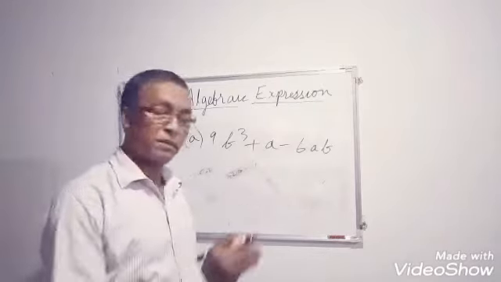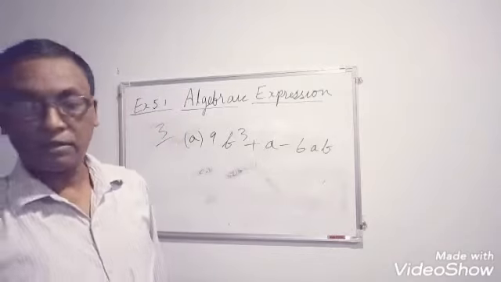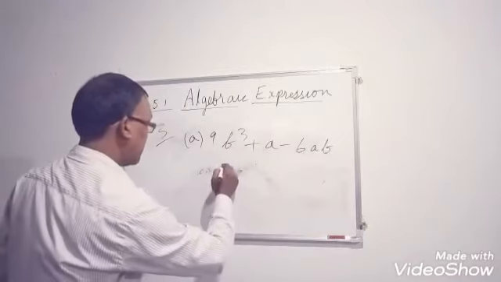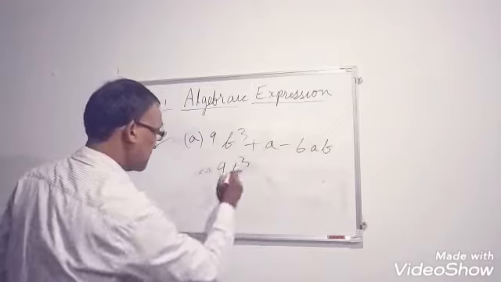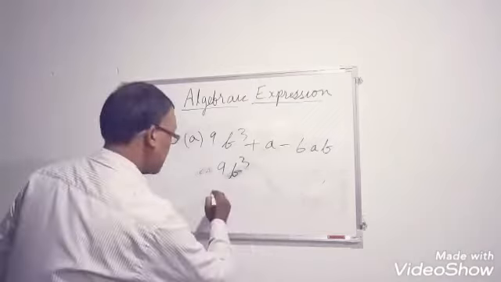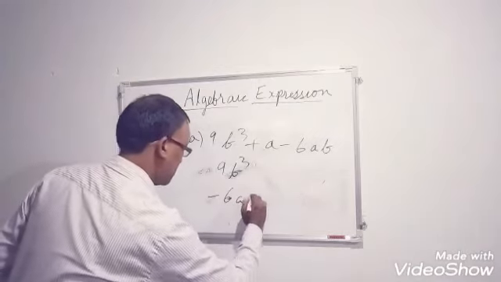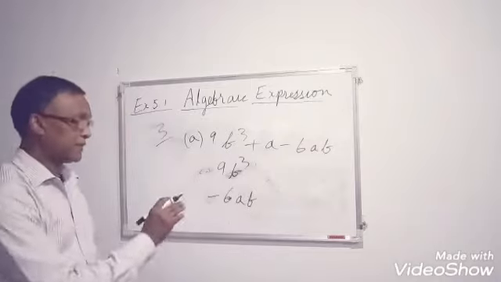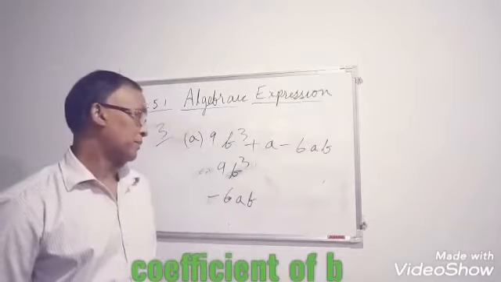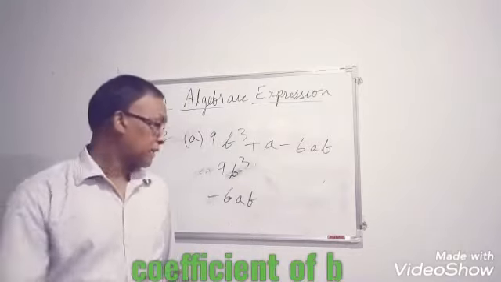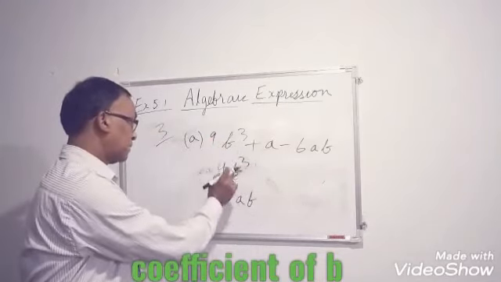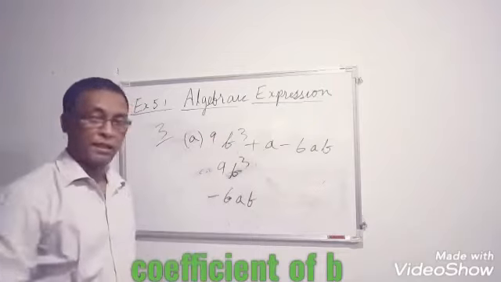First part of the question is we have to identify the terms which contain b. So this is one term, this is second term, third term. In the first term, b is present, a term containing b, and in the last term also b is present. So this is the first thing, we have to identify the terms that contain b. So there are two terms, the 9b cubed and minus 6ab.